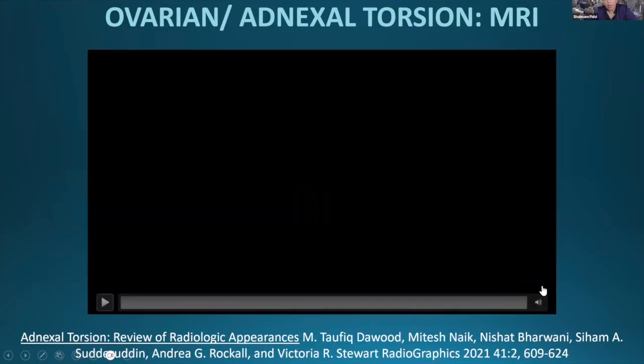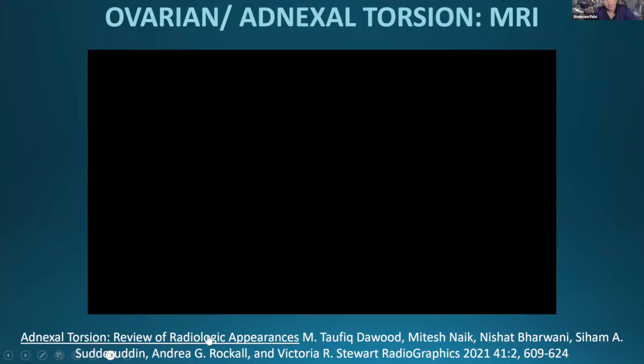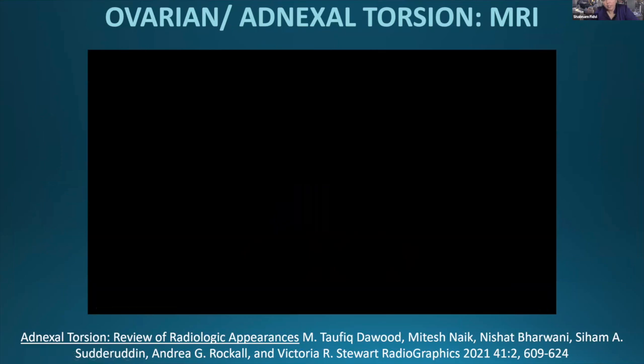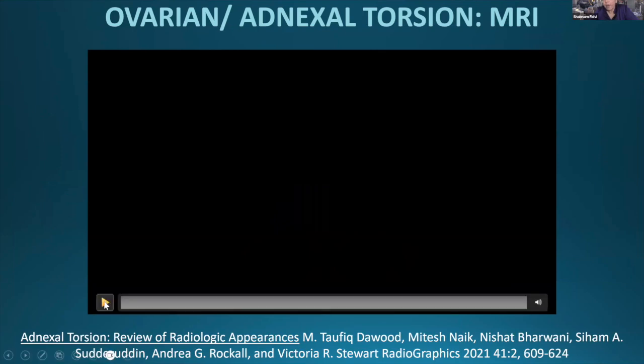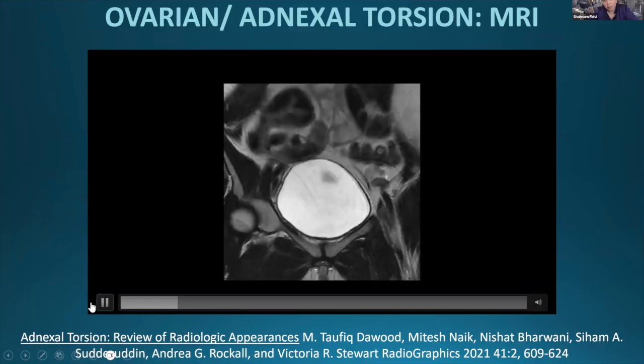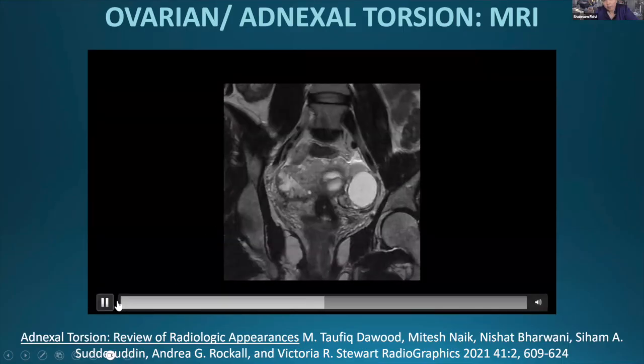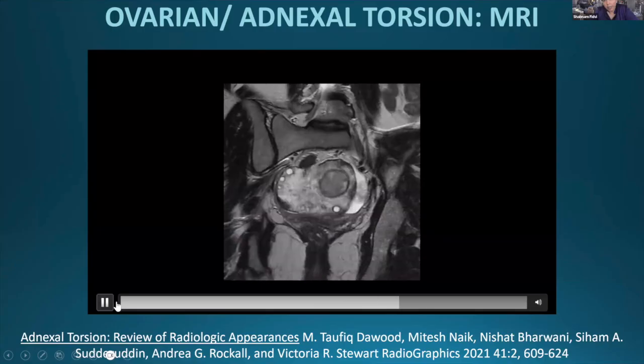I included this example from the literature for adnexal torsion on MRI because I think it really beautifully shows the twisted pedicle sign. Hopefully the cine clip plays, and I want to draw your attention to the arrow in the right adnexa, which actually shows the whirlpool sign or the twisted pedicle sign. So hopefully this is going to work. Here you can see the arrow there showing the twisted pedicle.